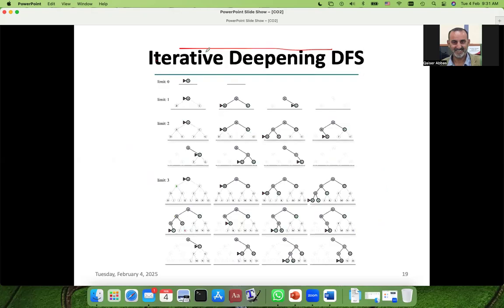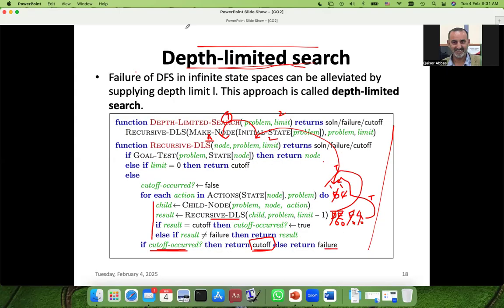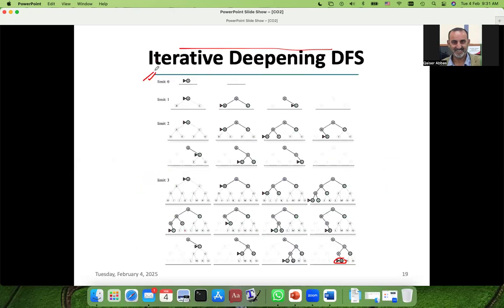For example, if my goal is this M, first I will execute the depth limited search, this previous algorithm, with the limit 0. When the limit is 0, you are checking only the root node. Your algorithm checks, is it a goal node? No. Then it will increase the limit to 1. Now your depth is up to the next level.